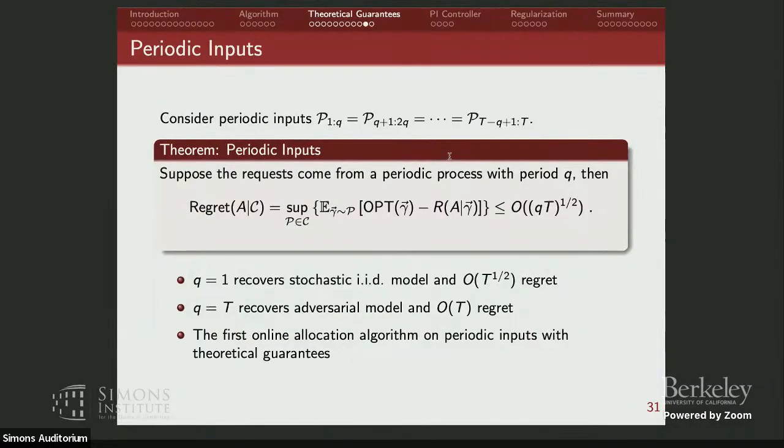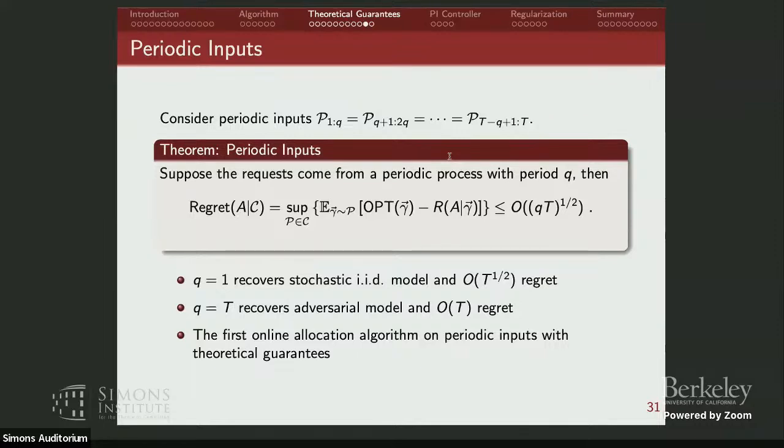And the last input model is the periodic model. So that means for every Q samples, they're going to come from the same distribution. There's a periodic input, where the period is Q. What we can show is that the regret of the algorithm is order square root of QT. If Q is one, it recovers the stochastic IID case, with square root of T regret. If Q is T, then it recovers the adversarial case. It's like order T regret.